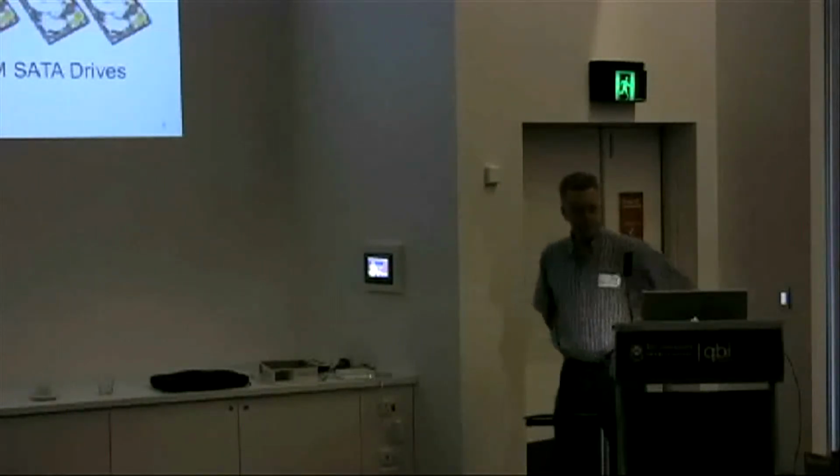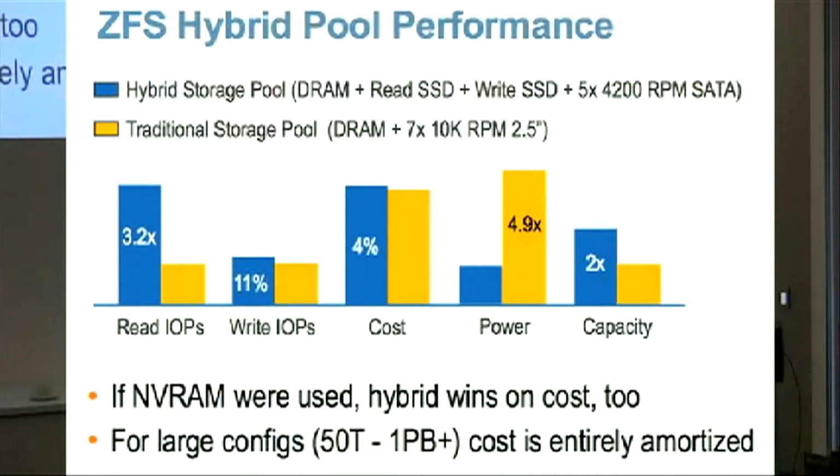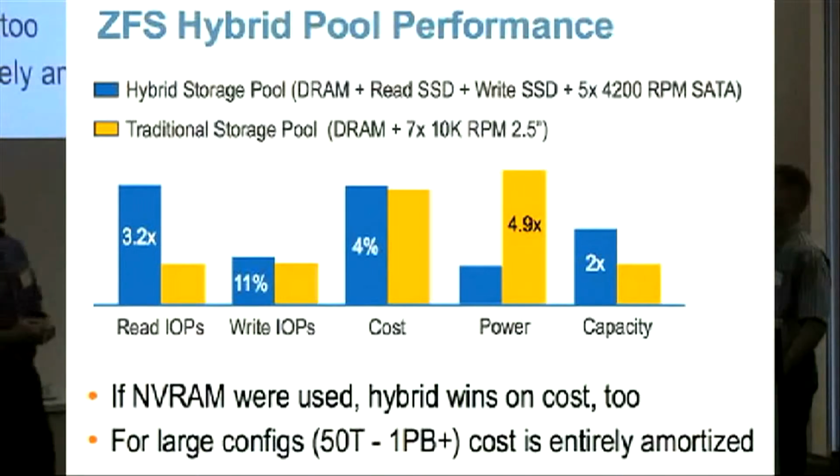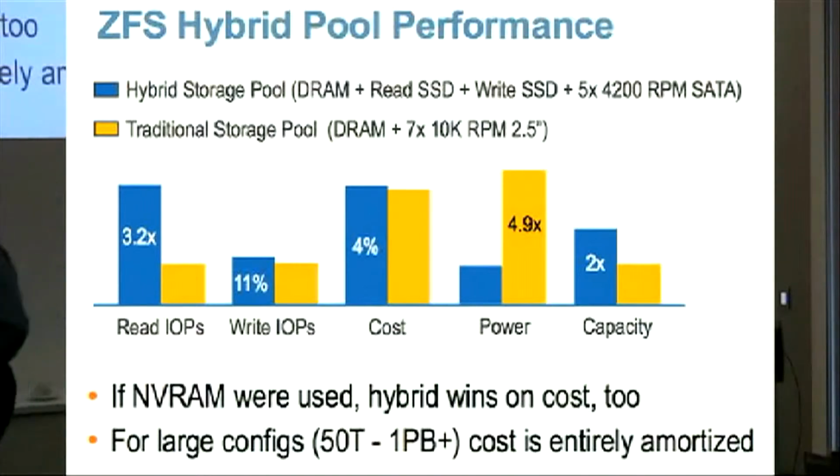That sounds fascinating, Bill. How did it come out? Oh, it came out great. So for the given configuration there, what we found was that on the write IOPS, it's plus 11%, so a little bit better, but not a lot.